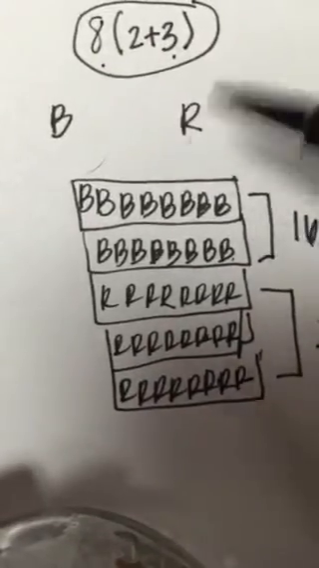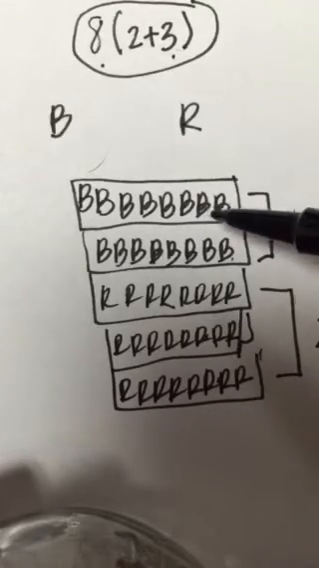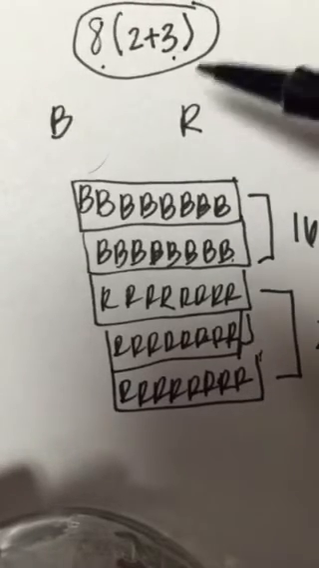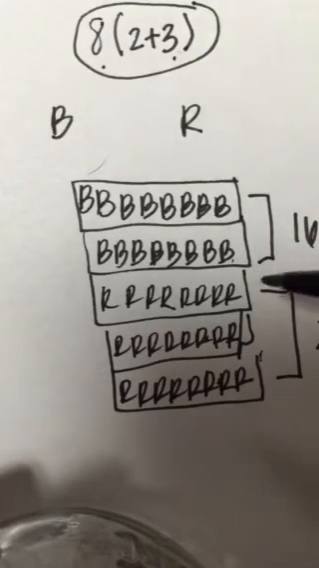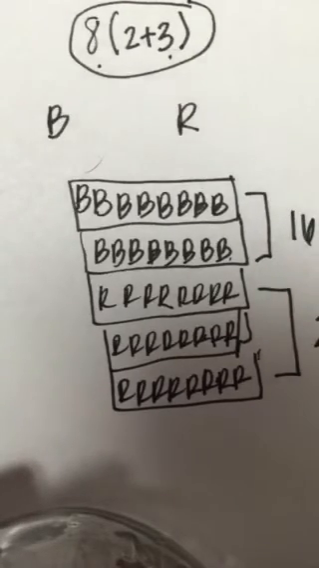So by using greatest common factor, we were able to figure out how many beads were on each keychain. And then by using the distributive property, we were able to figure out how many keychains we actually needed. Hope that helps.